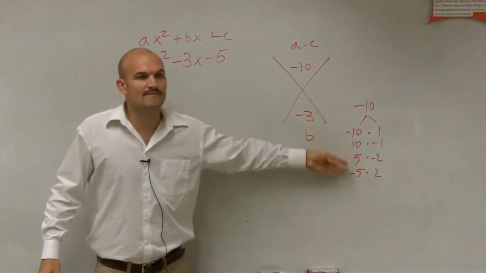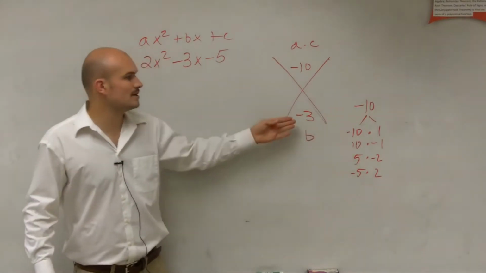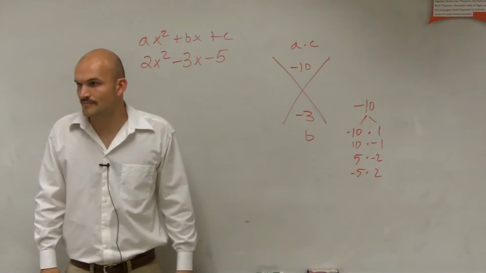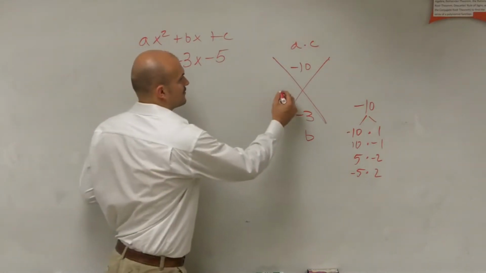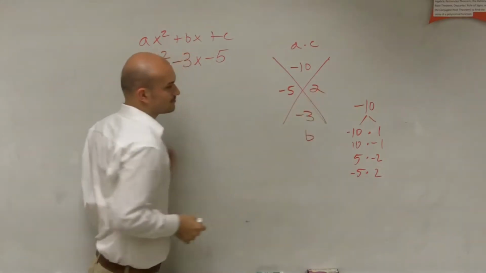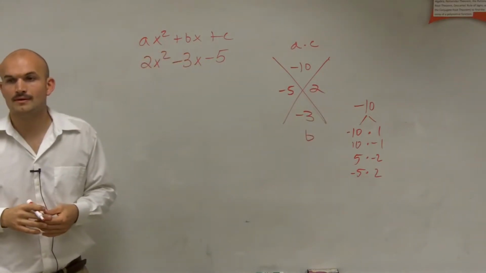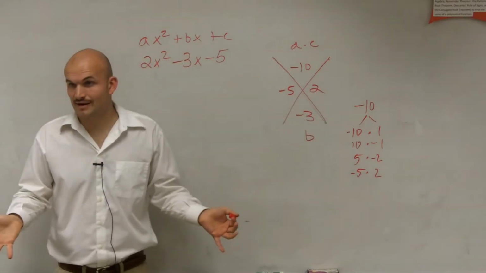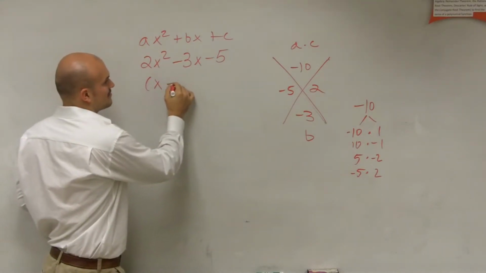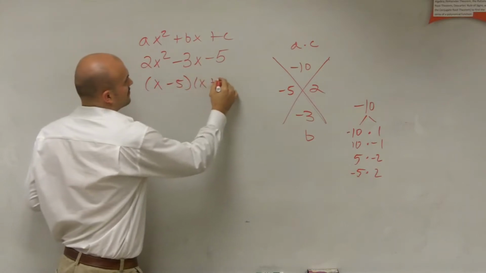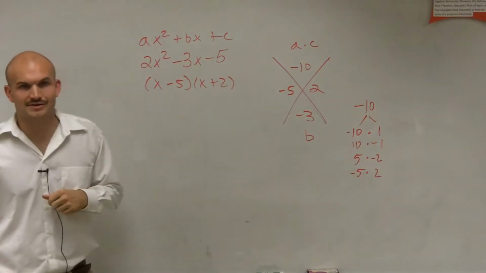So then I look at all my factors. Out of these factors, which ones add up to give me negative 3? The only possible solution is negative 5 and positive 2. All right? So you think, oh, we got our two factors, right? Almost. You can't say that x minus 5 times x plus 2 is a product of the two factors.